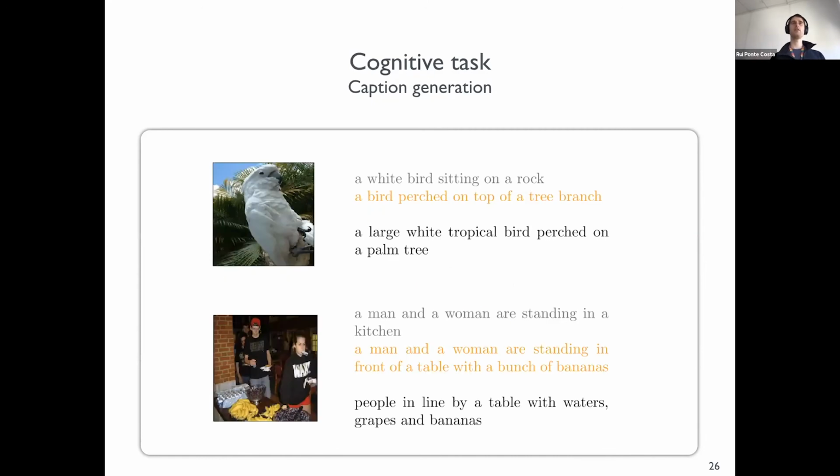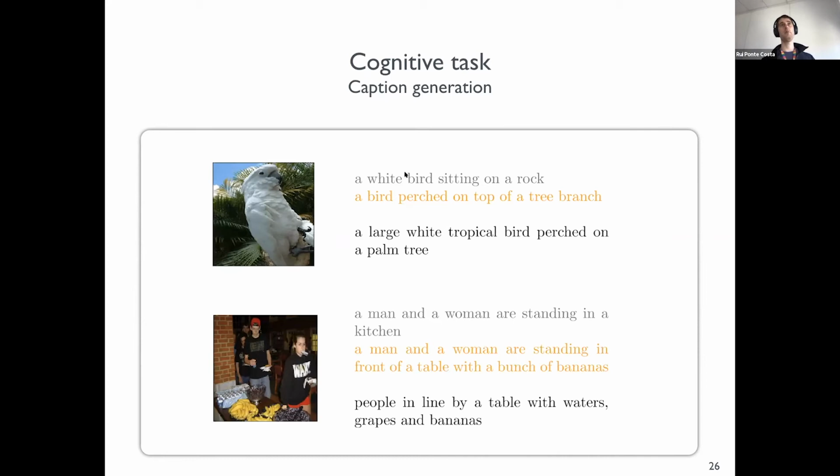And when we looked at the types of captions that were generated, we get a similar behavior to what was observed in experiments. So for example, here in black is the golden description for this image, which is the right description as defined by some people. Here we have a large white tropical bird perched on a palm tree.